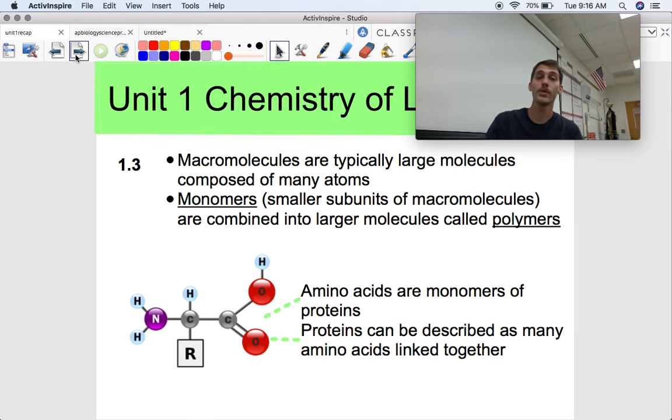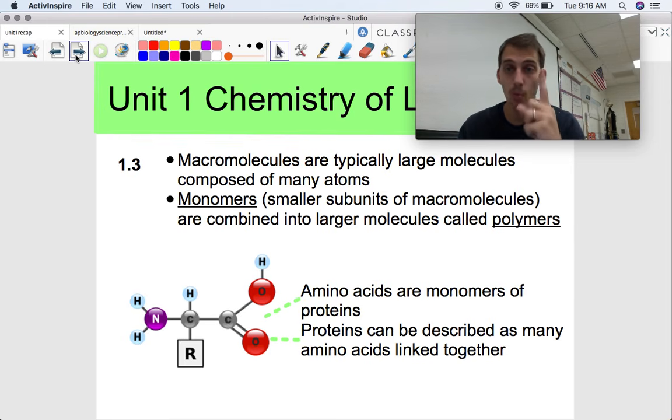But yeah, that's 1.2. Let's move on to 1.3. There's two main things you need to know about 1.3. Well, I guess three. Macromolecules are very large molecules. Macro is the opposite of micro. Macro means big, and they're composed of many atoms. And these atoms comprise what we call monomers, and monomers are the smaller subunits of macromolecules.